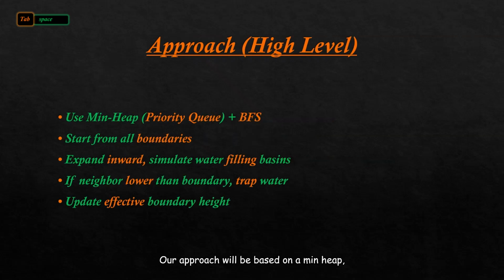Our approach will be based on a min heap, also known as a priority queue, combined with breadth-first search. We begin from the boundaries and expand inward. This ensures that the lowest walls are always processed first. Whenever a neighboring cell is lower than the current boundary, water is trapped there and the boundary height is updated.